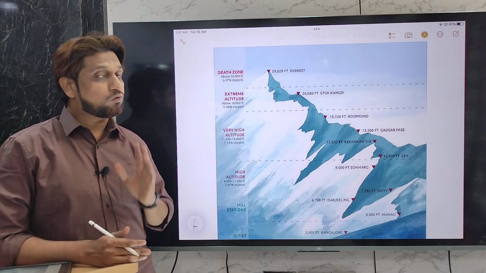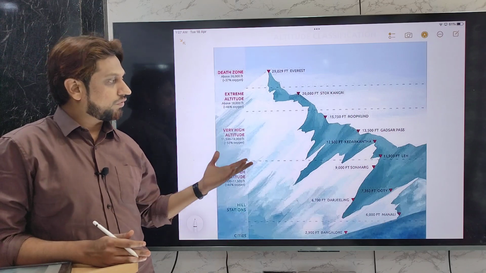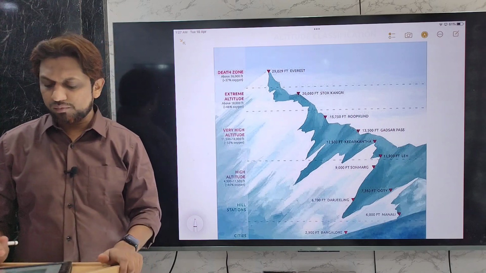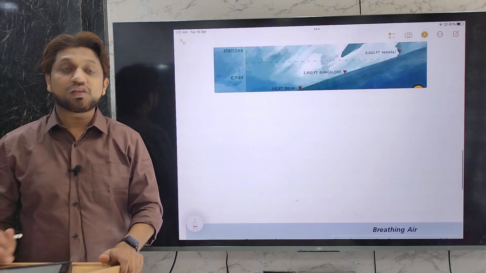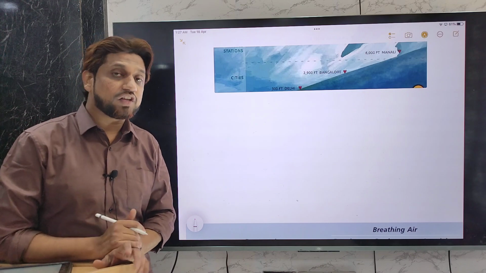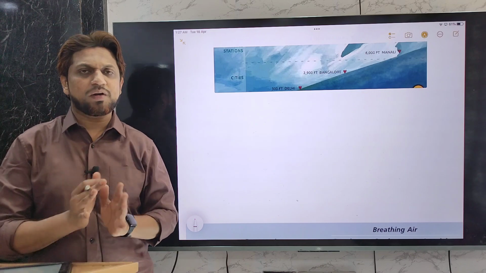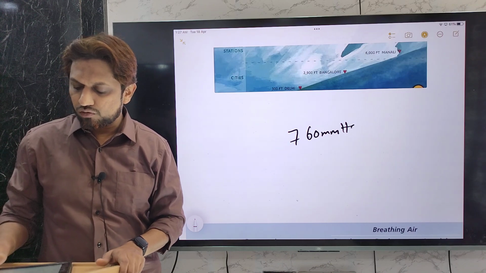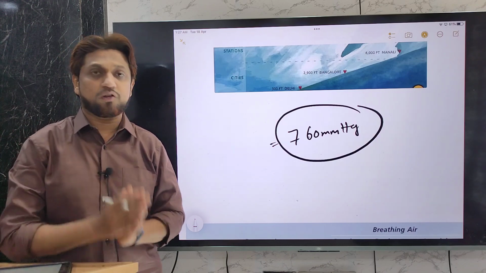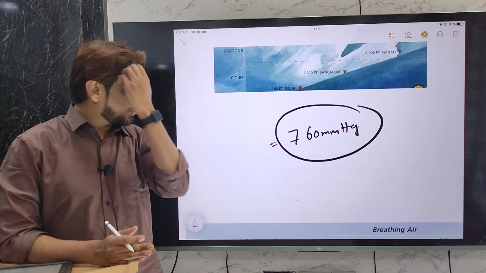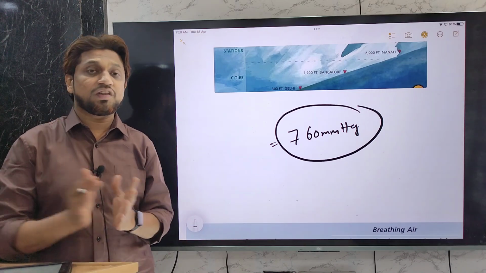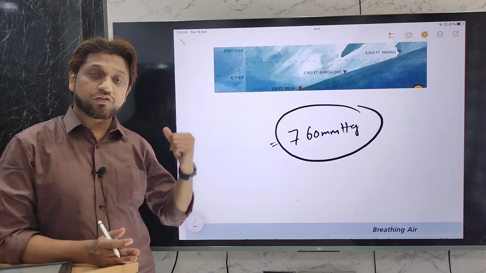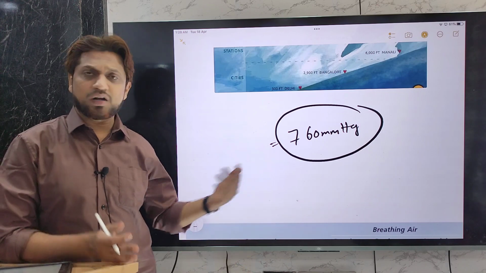Now the question arises, why so? Why will a person at high altitude find difficulty surviving or staying there? The basic problem is the barometric pressure, or atmospheric pressure. At the sea level, the barometric pressure is around 760 millimeter of mercury. This pressure is exerted by the mixture of gases present in the atmosphere, mainly nitrogen, which constitutes 78%, oxygen 21%, carbon dioxide and other gases.